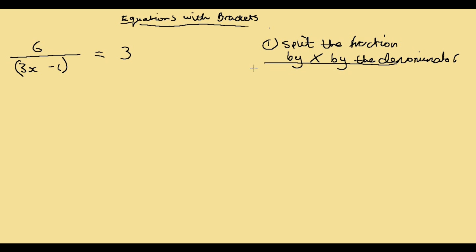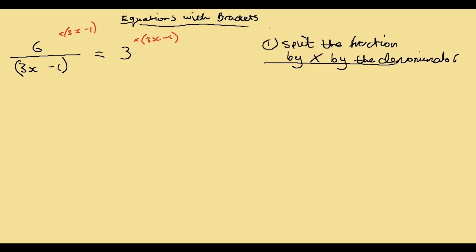There we go, by multiplying by the denominator. So what is the denominator in this? Well, it's actually 3x take away 1. This whole expression in the bracket is the denominator. So we're going to need to times by 3x take away 1 on both sides.